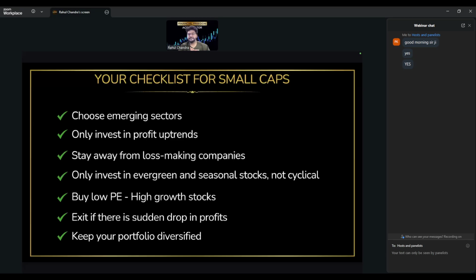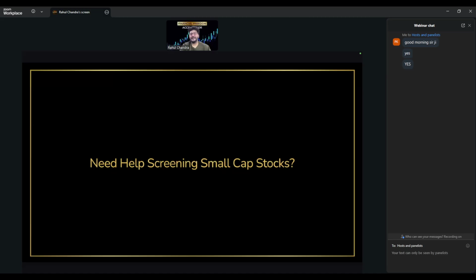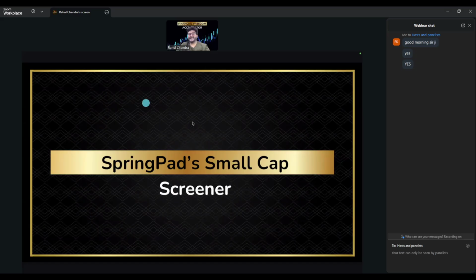Now, how many of you can go and do this research on your own, carry on this checklist, keep it simple? Perfect, I'm happy to see that. Now tell me one more thing. How many of you still need a little bit of help screening small cap stocks? Is there anybody who needs a little bit of help? Yes? Well, I have exactly that for you.